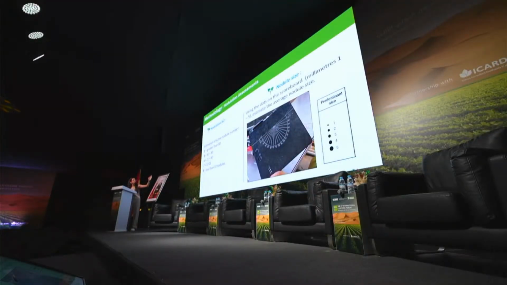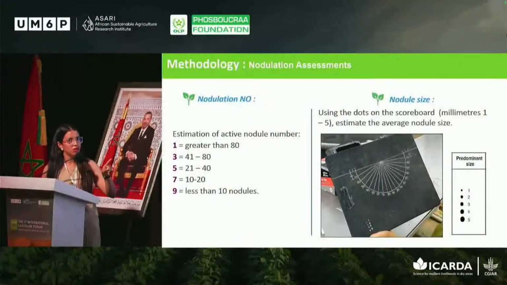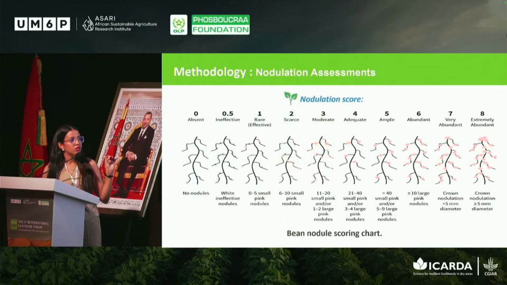Nodulation number is an estimation of active nodule number. Also, for nodule size, we can use the dots on the scoreboard, which are from 1 to 5 millimeters. Also, we recorded the number of active nodules, which have pink color inside, meaning that the nodules are still fixing nitrogen. Here we have the nodule scoring chart that we are using to record the nodulation score.